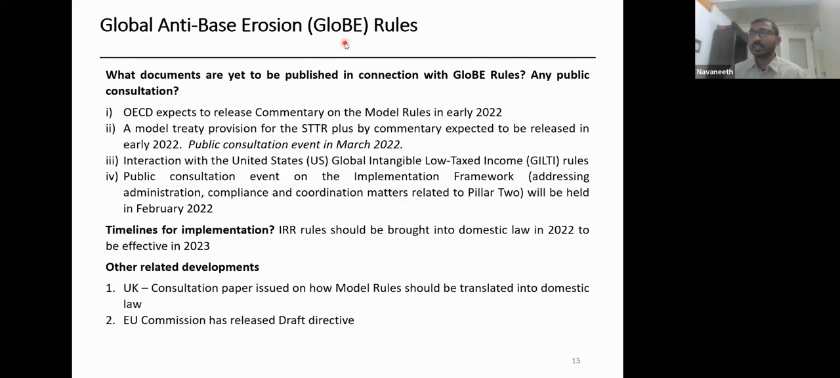What documents are yet to be issued? It's in some sense a work in progress. The rules address a part of the issue and have been released. There are a whole host of documents, rules, treaties and commentary that one would need to read this with. Visualize this similar to the MLI and the commentary with that. The text of the rule has been issued, but the commentary around the model rules is yet to be released.